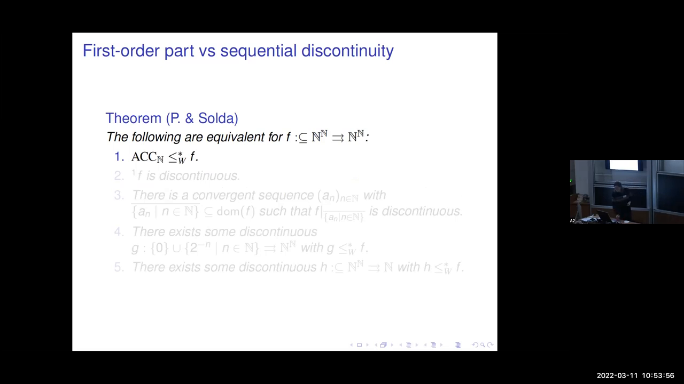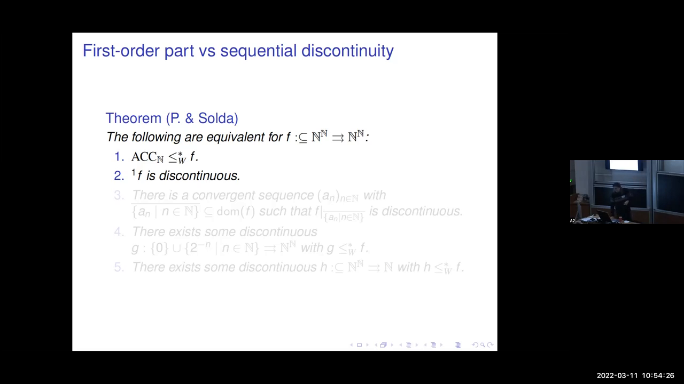Ongoing joint work with Giovanni Solda: being Weihrauch above this principle up to some oracle, so this is a continuous Weihrauch reduction that we have here, is the very same thing as having any kind of discontinuous first order part whatsoever. So that's the weakest discontinuous principle that outputs numbers.